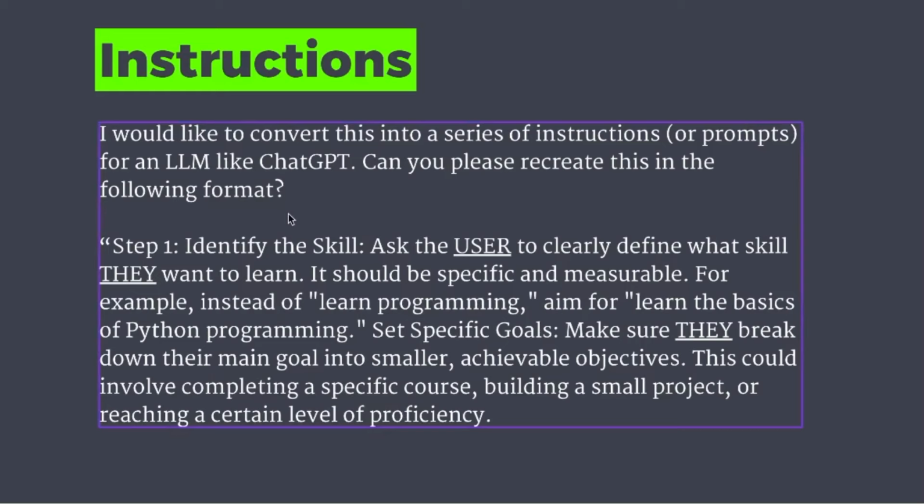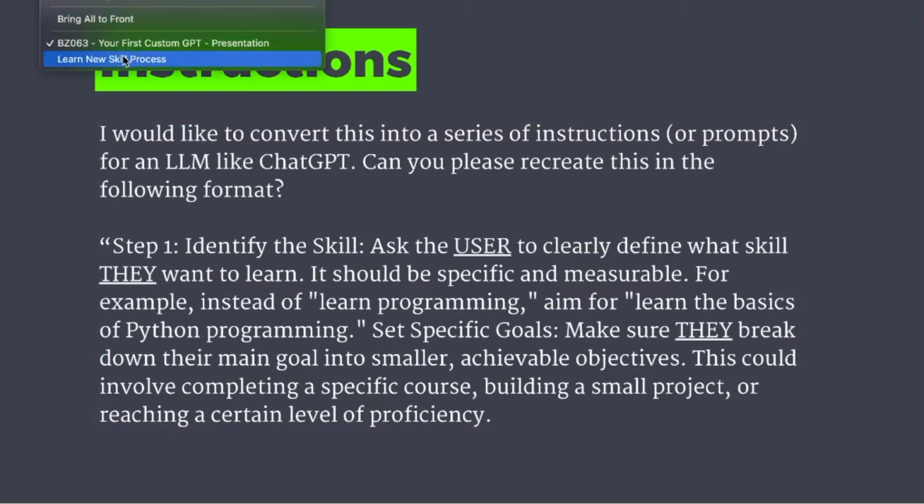The second prompt is just converting that step-by-step process into a sequence of instructions or a sequence of prompts. So I would like you to convert this into a series of instructions or prompts for an LLM like ChatGPT. And that alone might be able to get you pretty far. But if you can provide this example, building on what we learned before, where you're telling it step one, identify the skill, ask the user to clearly define what skill they want to learn.